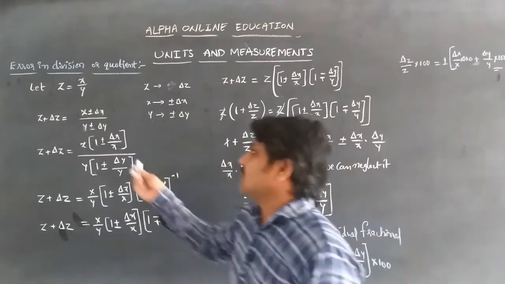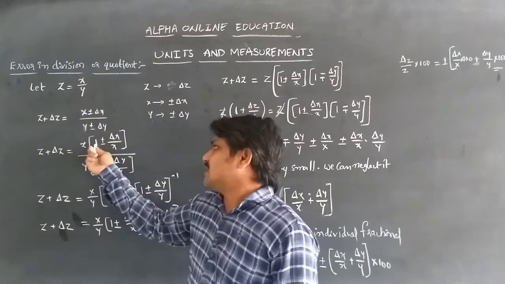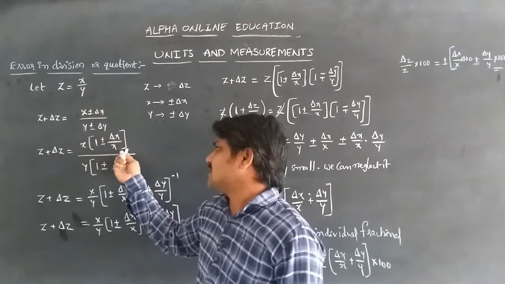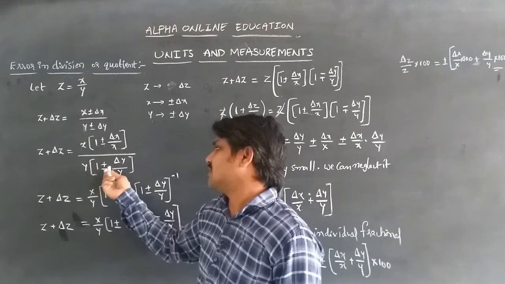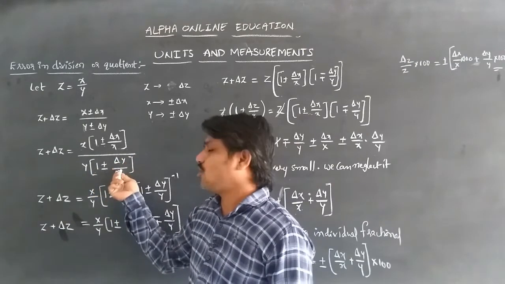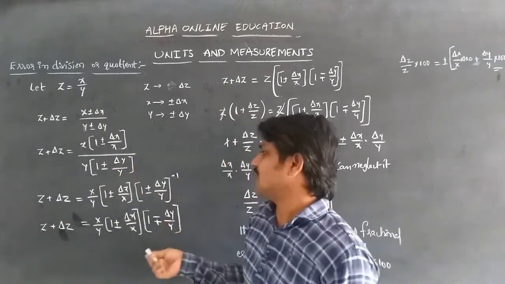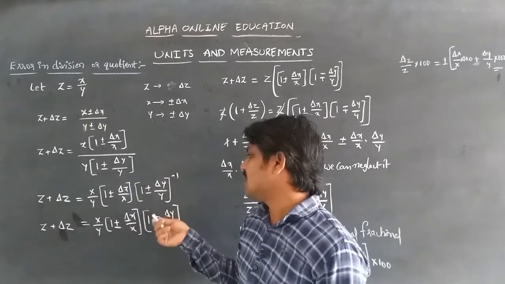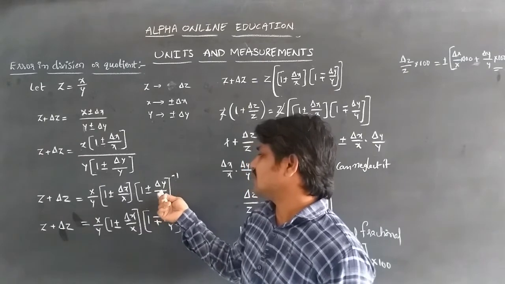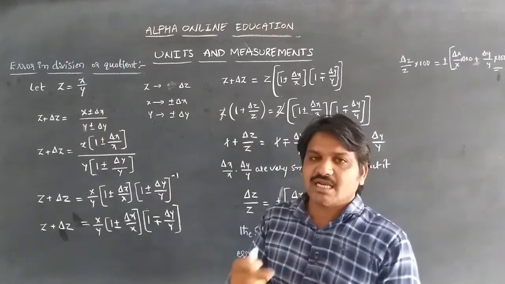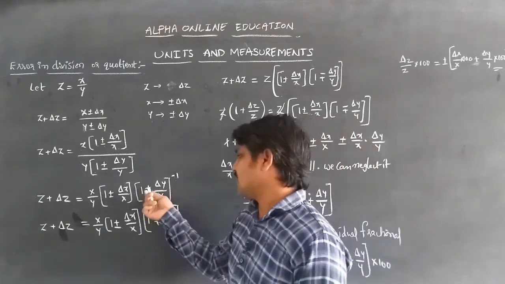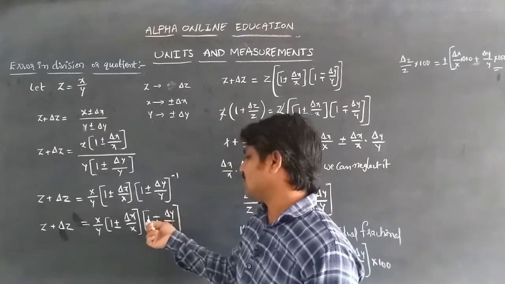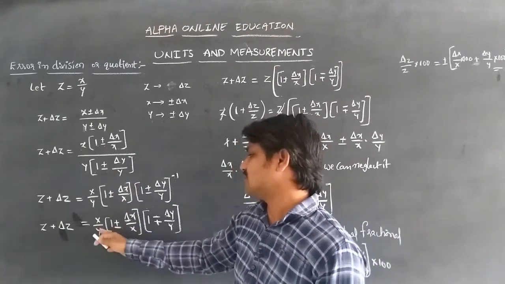So by taking x outside, we get 1 plus or minus delta x by x, and from y, 1 plus or minus delta y by y. This is in the denominator, so whenever it is taken to the numerator, it becomes an inverse. That's why it is 1 plus or minus delta y by y, inverse. When this inverse is multiplied inside, the internal signs are changed, that is, plus or minus becomes minus or plus, so 1 minus or plus delta y by y, and the remaining terms are the same.